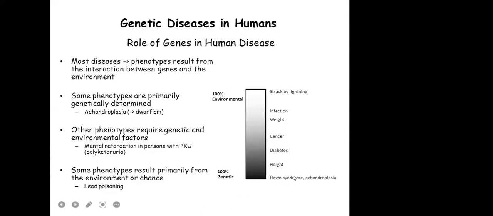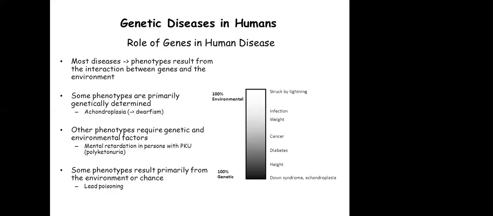And down here, there are diseases that have 100% genetic causation, for example, Down syndrome, achondroplasia, sickle cell anemia, and so forth. In between, there are diseases that are going to be a mixture of both environmental and genetic. For example, diabetes, whereby there is a role of genes and there's a role of the environment, also phenotype, weight, height, and all these.